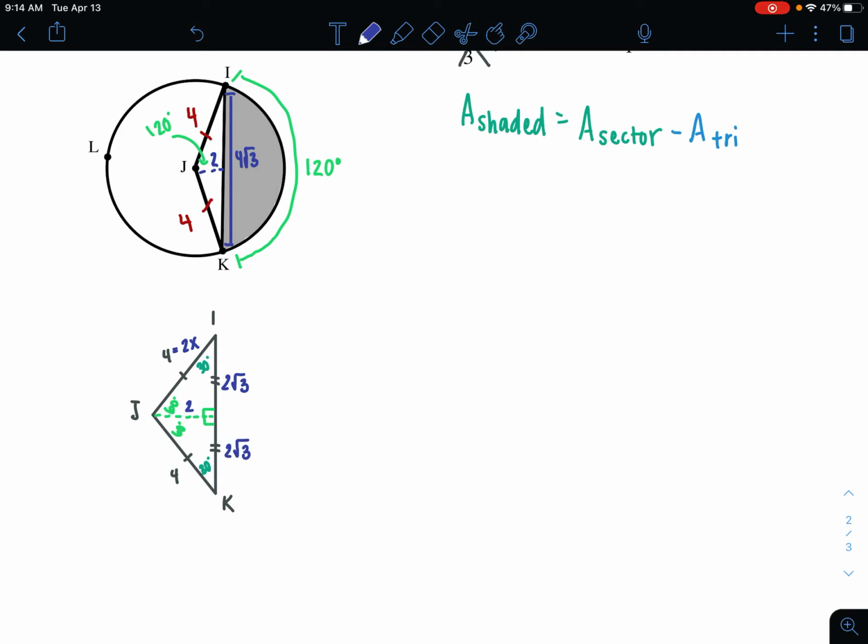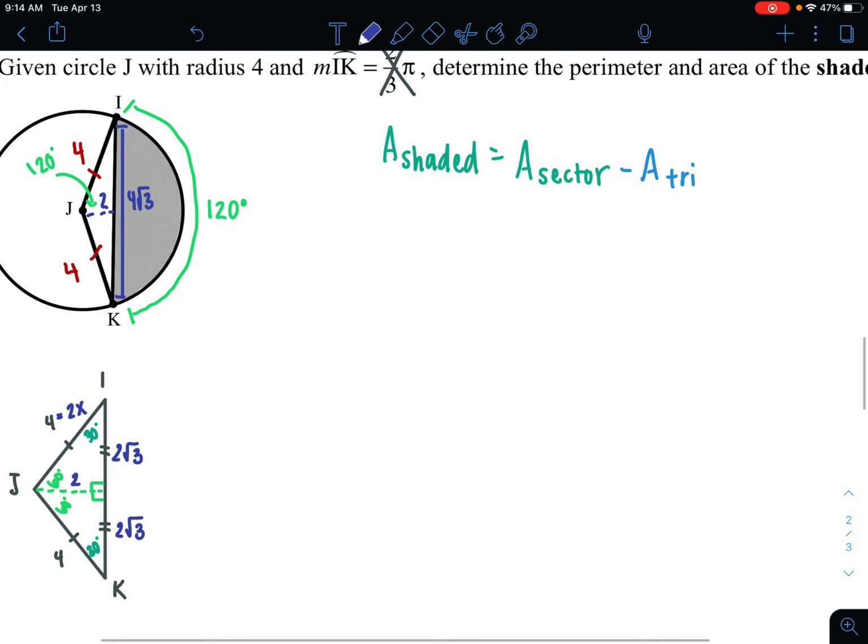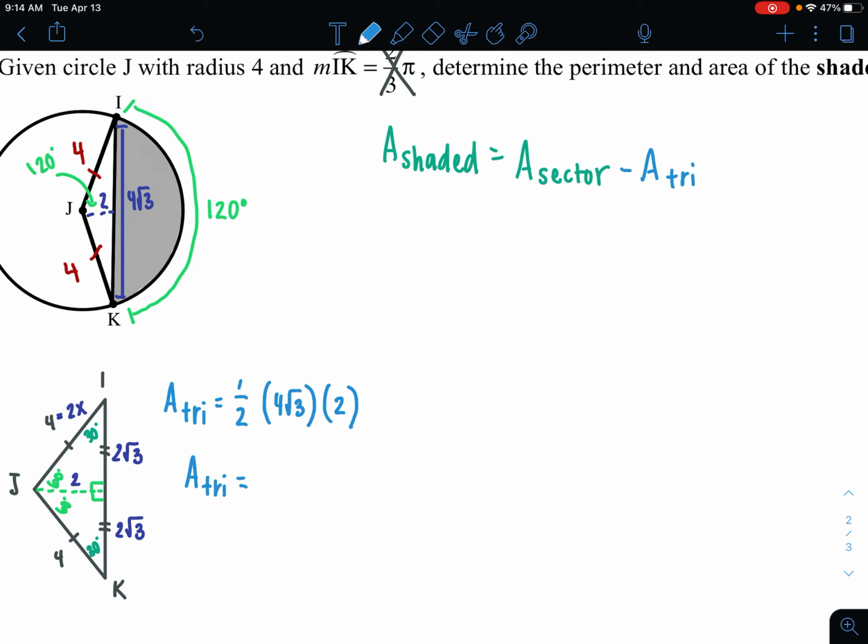Based on that, can I find the area of my triangle? Yeah, we can say that the area of my triangle is 1/2 times your base of 4 root 3 times your height of 2. After calculating that, we should get that the area of my triangle is 4 root 3 units squared.